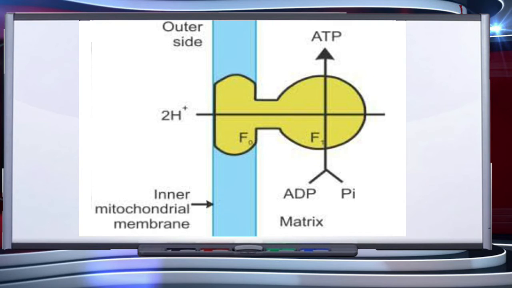The passage of protons through the channel is coupled to the catalytic site of the F1 component for the production of ATP. For each ATP produced, two hydrogen ions pass through F0 from the intermembrane space to the matrix, down the electrochemical proton gradient. Oxidation of one molecule of NADH gives three molecules of ATP, while oxidation of one molecule of FADH2 gives two molecules of ATP. Oxygen acts as the terminal acceptor of hydrogen and drives the whole process by removing hydrogen from the system. Hence, the process is called oxidative phosphorylation.